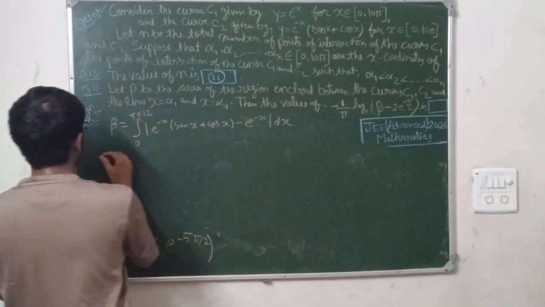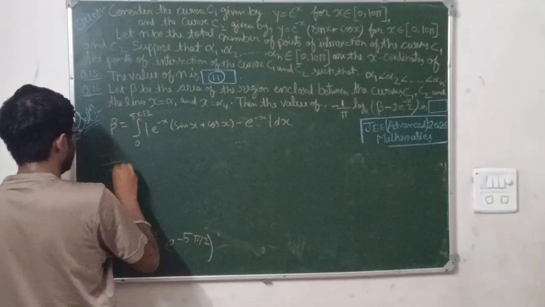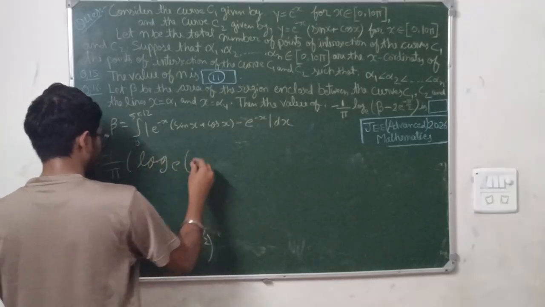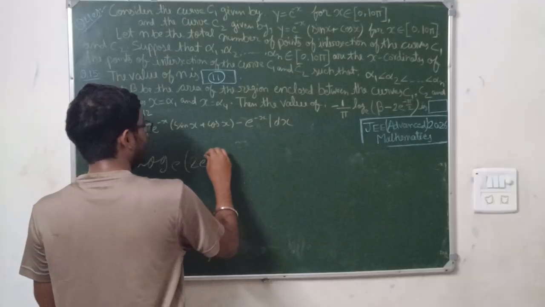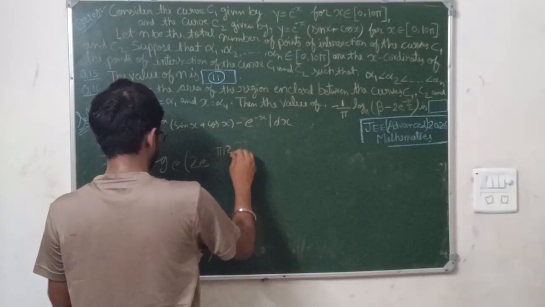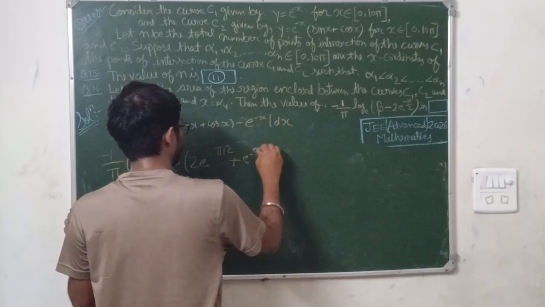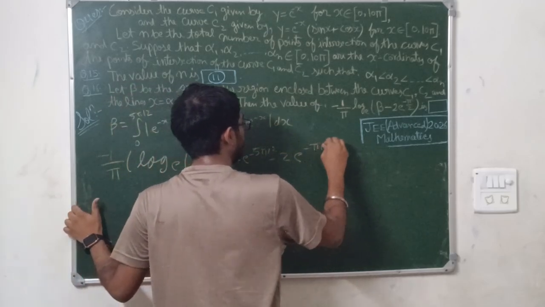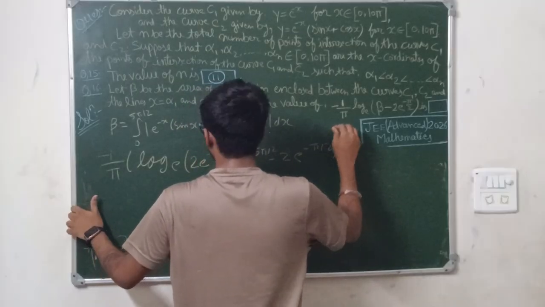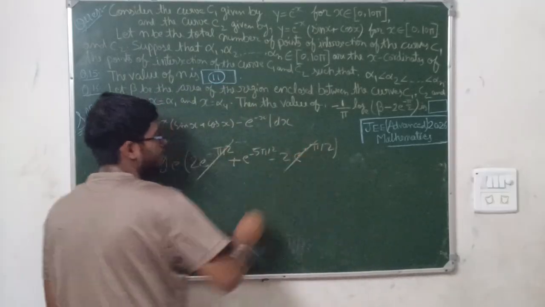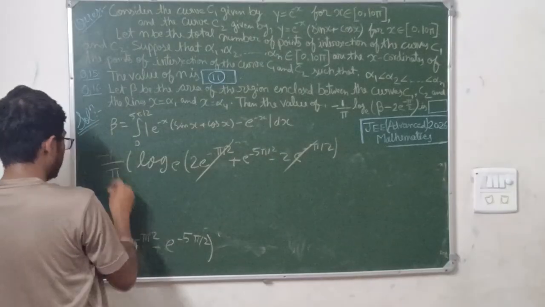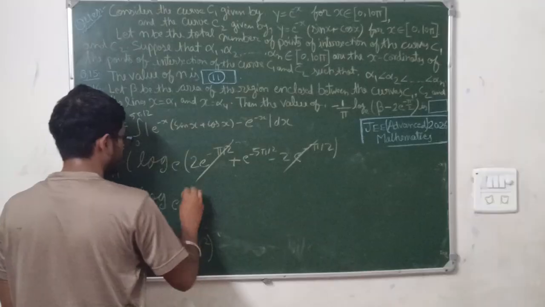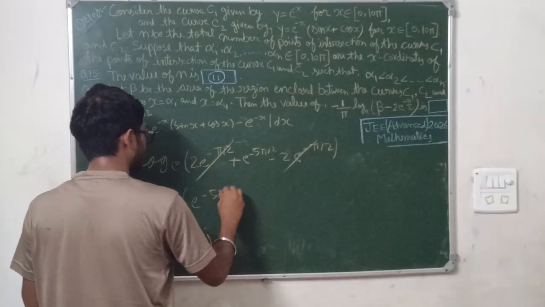So what you have to find? Minus 1 by pi log to the base e. What is beta? 2 e to the power minus pi by 2 plus e to the power minus 5 pi by 2 minus 2 e to the power minus pi by 2. Okay, so cancel, simple, and this will become minus 1 by pi log to the base e into e to the power minus 5 pi by 2.